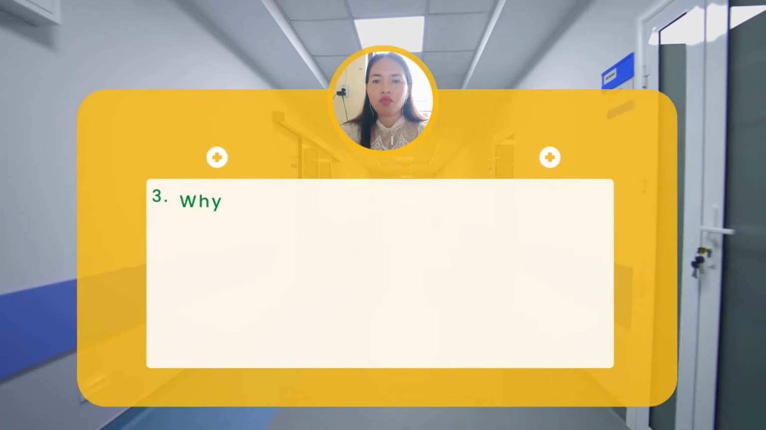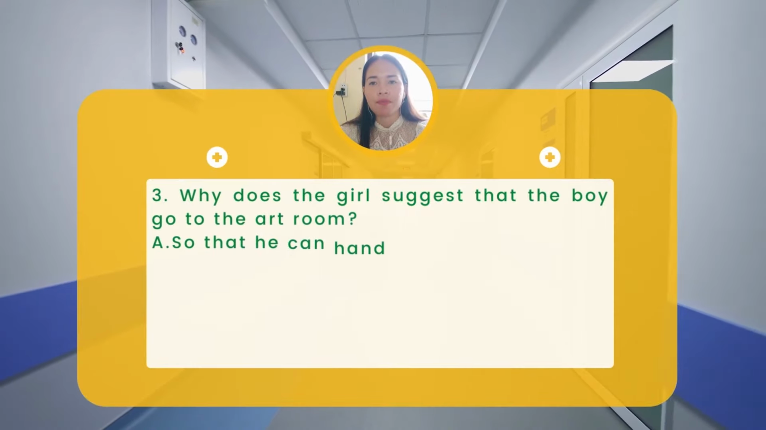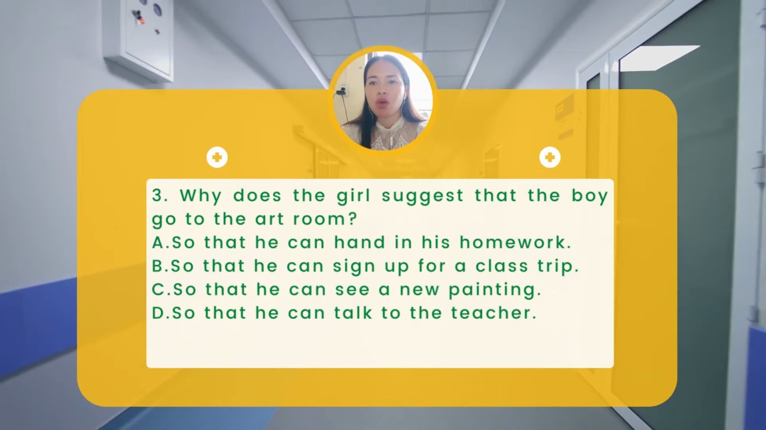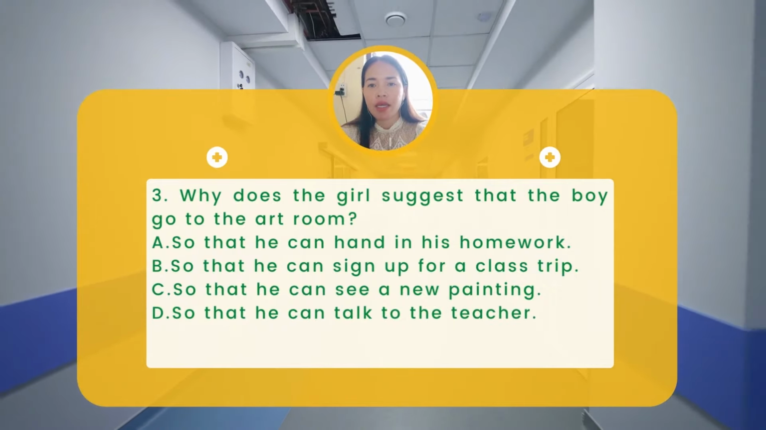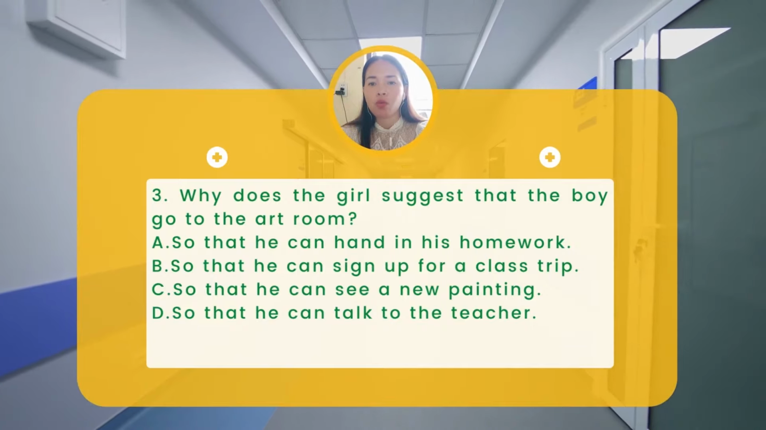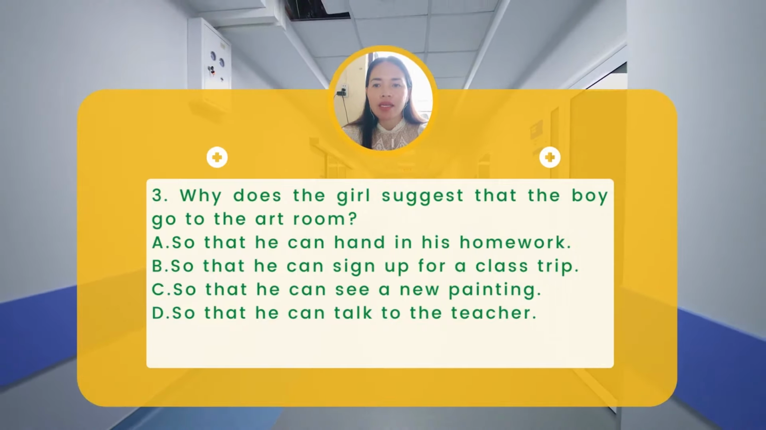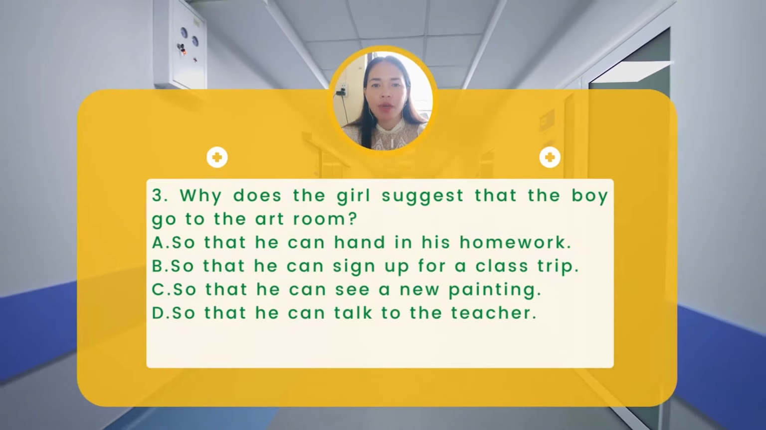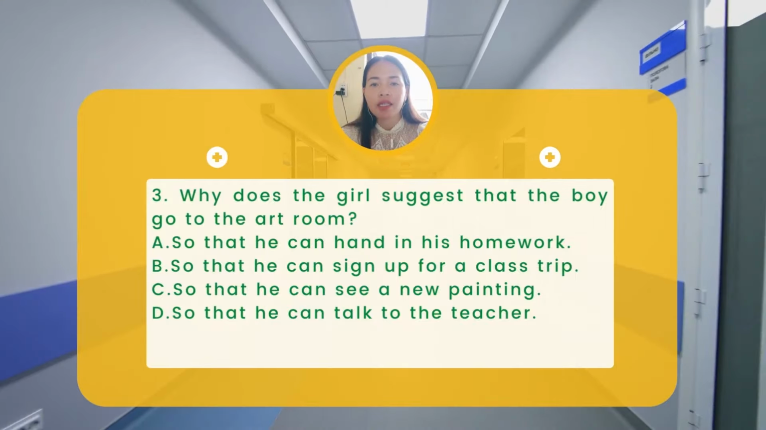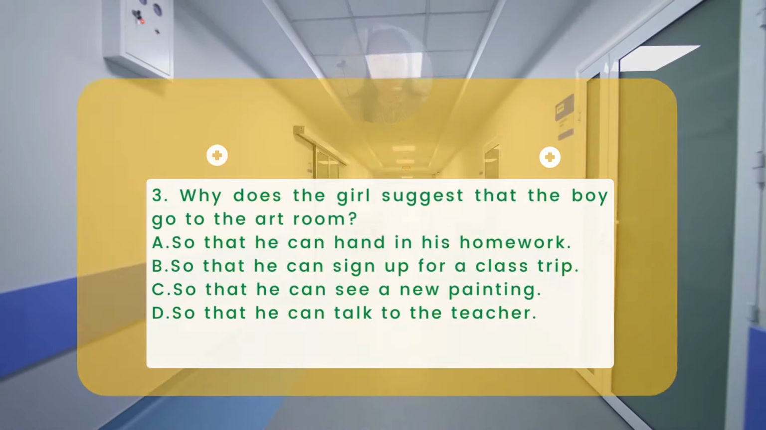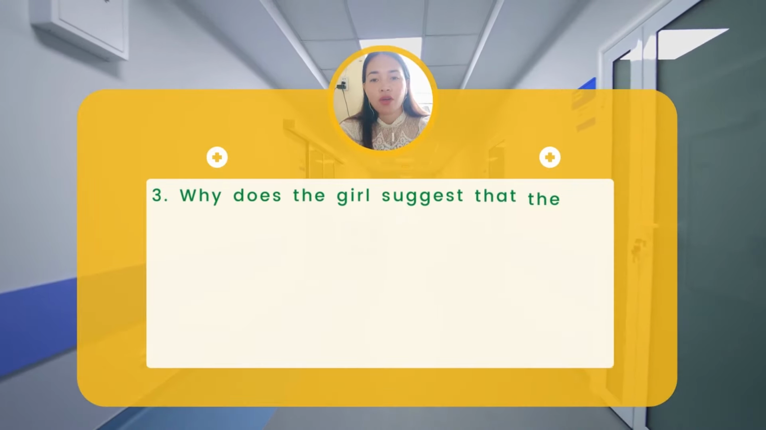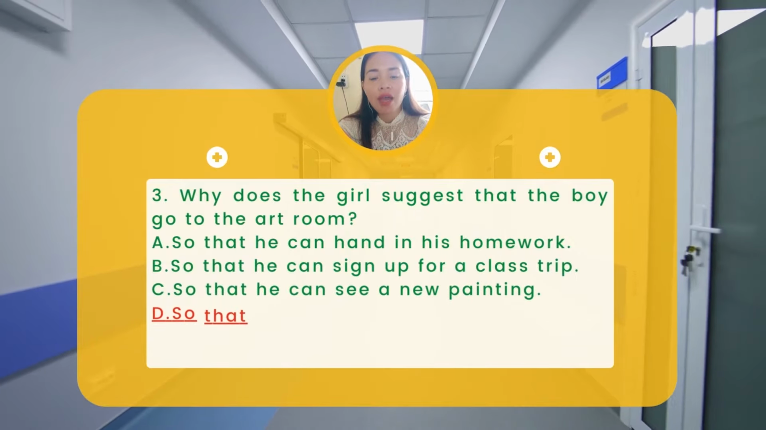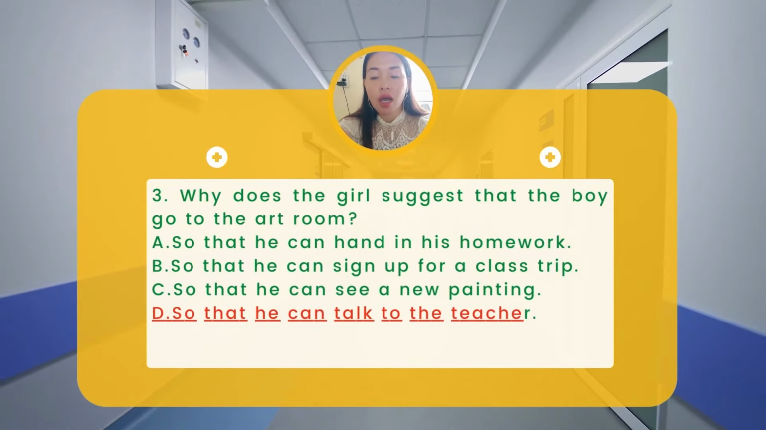So now let's move on to question number 3. Why does the girl suggest that the boy go to the art room? Is it A, so that he can hand in his homework? B, so that he can sign up for a class trip? C, so that he can see a new painting? Or D, so that he can talk to the teacher? So the correct answer for number 3 is letter D, so that he can talk to the teacher.